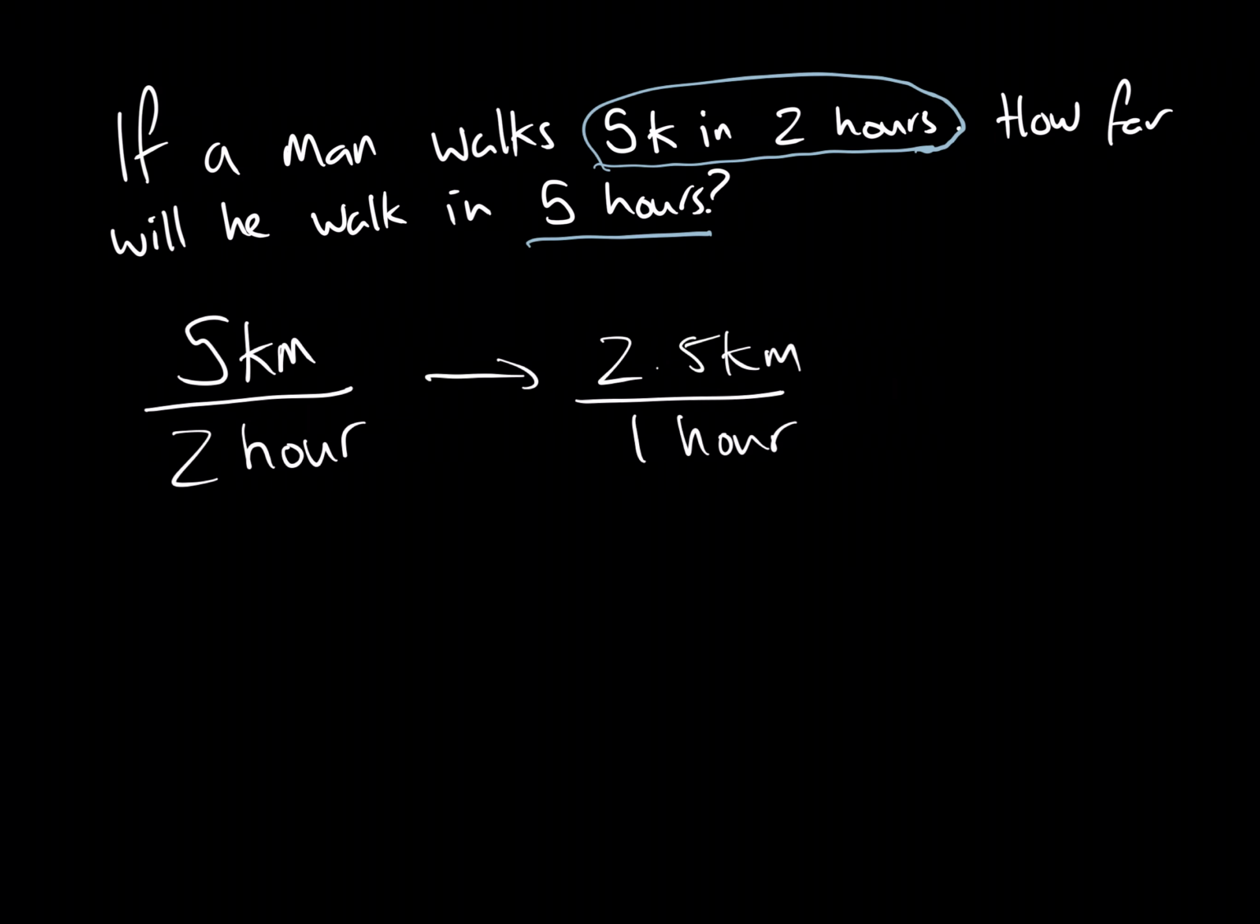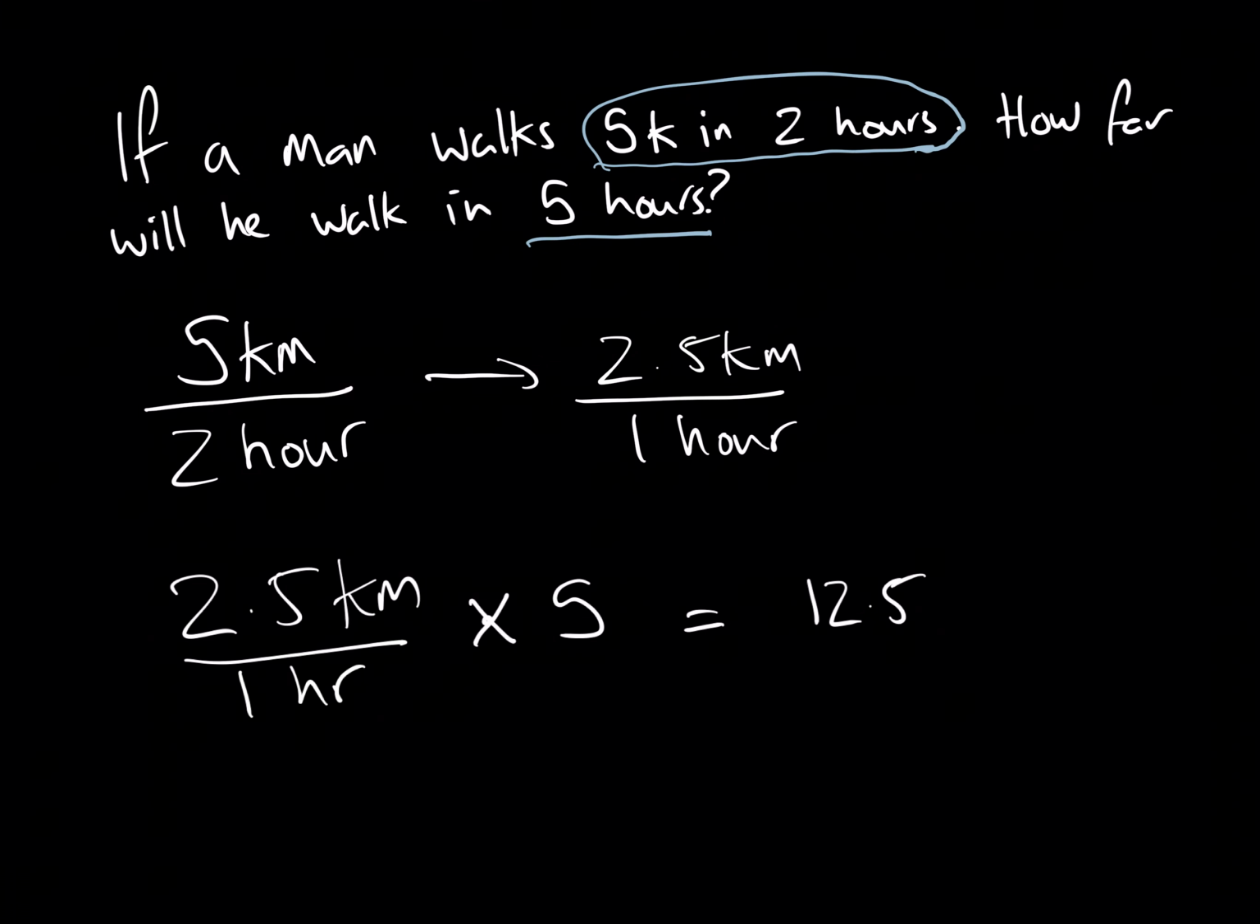Now we have the unit rate. The next thing we need to do is find out how much he walks in 5 hours. So we have 2.5 kilometers in 1 hour, and we need to multiply this by 5, and that is equal to 12.5 kilometers in 5 hours. So you might get a question like this in the exam, or you should just know how to work out unit rates and then change the time. This should help you in the exam.